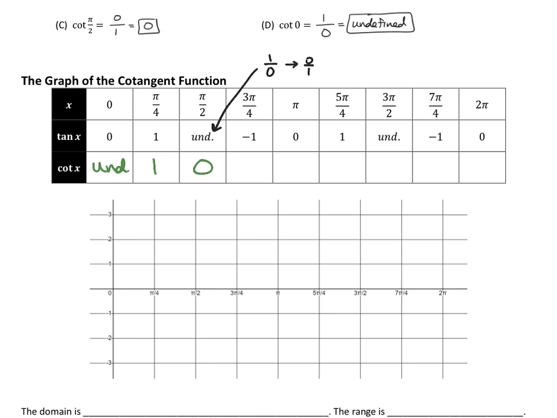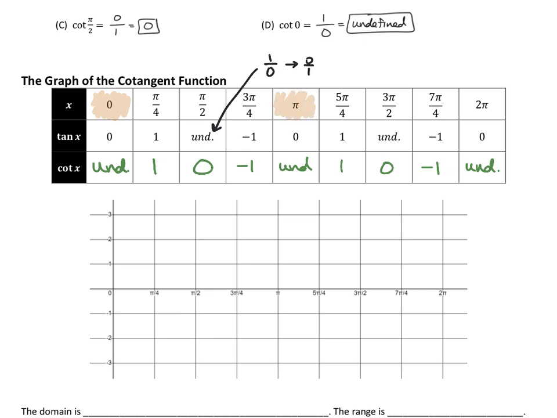Okay? The reciprocal of negative 1 is negative 1. The reciprocal of 0 is undefined. The reciprocal of 1 is 1, the reciprocal of undefined is 0, and then negative 1, and then undefined. So interesting. I'm going to have a very weird looking graph here, but if you remember the shape of tangent, this might not be that weird.